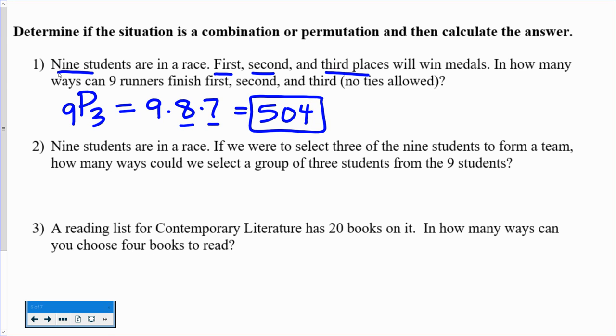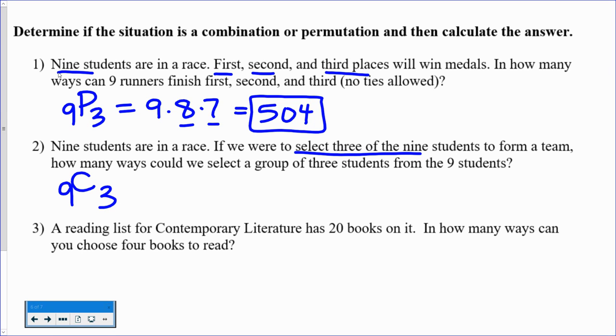Okay, for my second example, it's very similar to the first example, but I want you to see the difference in how it's worded. So we still have 9 students in the race, but we are going to select 3 of those 9 students to form a team. Okay, so we are selecting a group at the same time. They are not individually going to a specific place, order, or position. So I created this example to now be a combination.